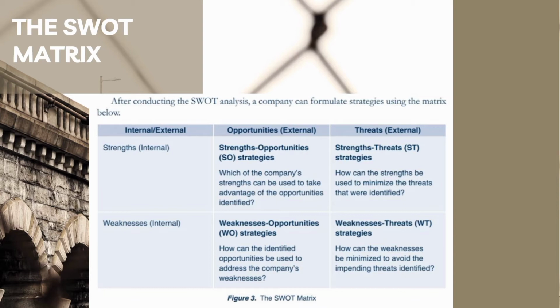Next is weaknesses and opportunities. When we combine, it becomes weaknesses-opportunities strategies, or WO. How can the identified opportunities be used to address the company's weaknesses? It means overcoming weaknesses by taking advantage of opportunities.